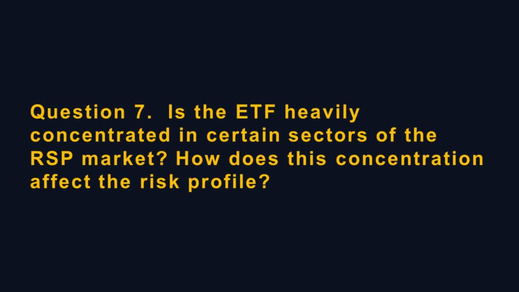Impact on risk profile. Lower sector-specific risk. Reduced concentration in any single sector can potentially lower the risk of the ETF's price being significantly impacted by a downturn in a specific industry. For example, if the technology sector experiences a correction, its impact on RSP's price would be less severe compared to an ETF heavily weighted in technology stocks.